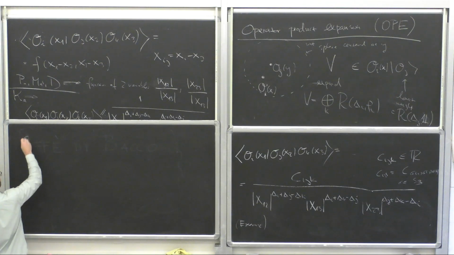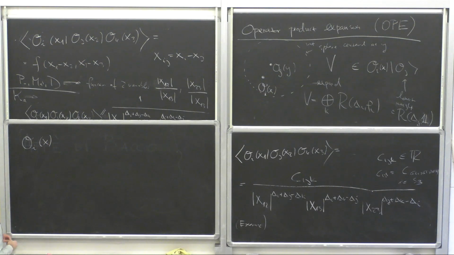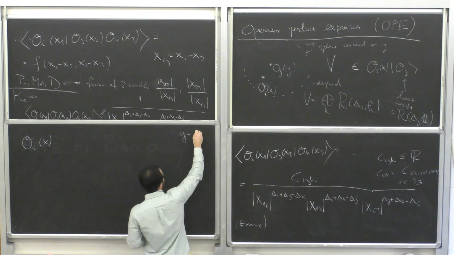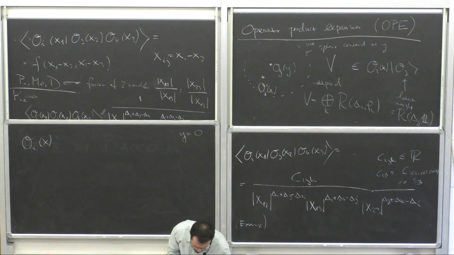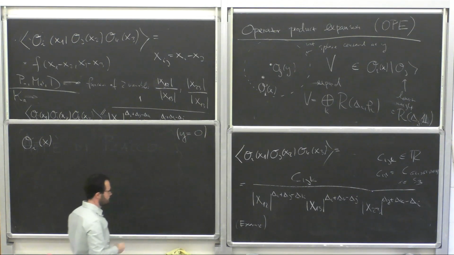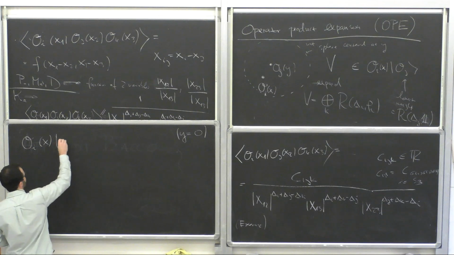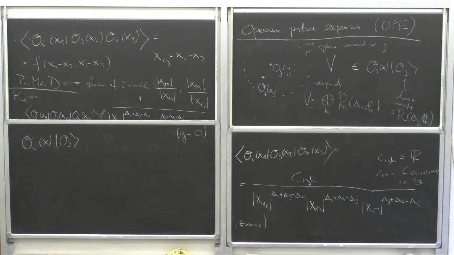Okay, so we have this. Now we have this state. Actually, let me translate everything such that y is at the origin. Let's just set y equal to 0, because we can always translate this picture anywhere we want. So now we are quantizing around the origin of R^d, and we are acting on this state where O_J is the primary and O_I is the primary at X.